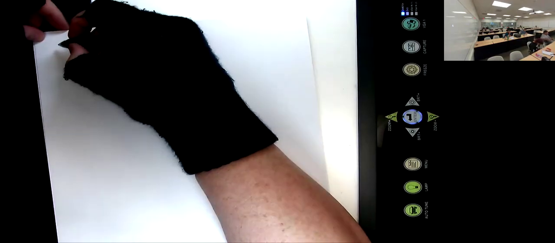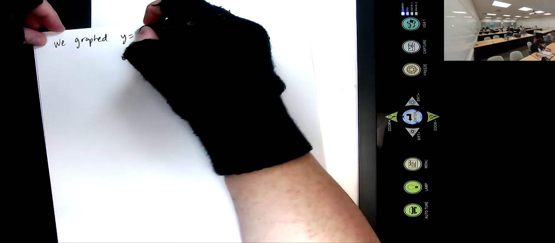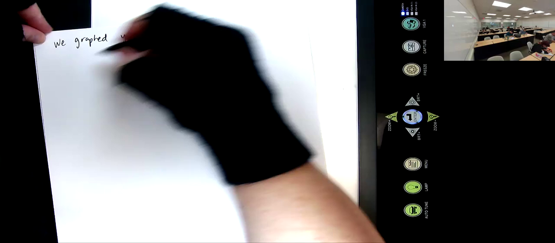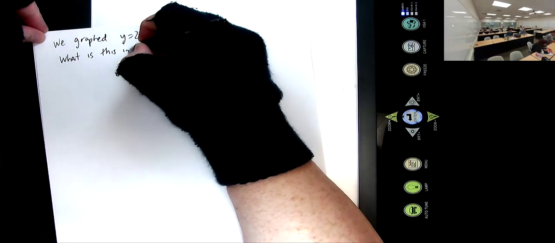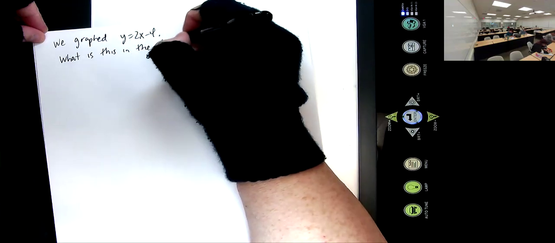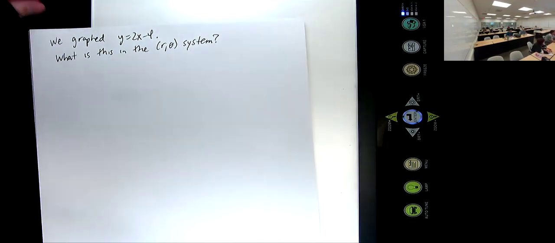We graphed y equals 2x minus 4 a little bit ago. What is this in the polar system? This is easy to overthink. What does y equal in polar coordinates?